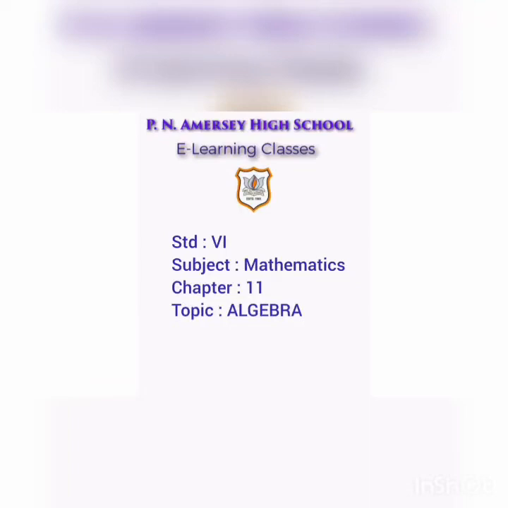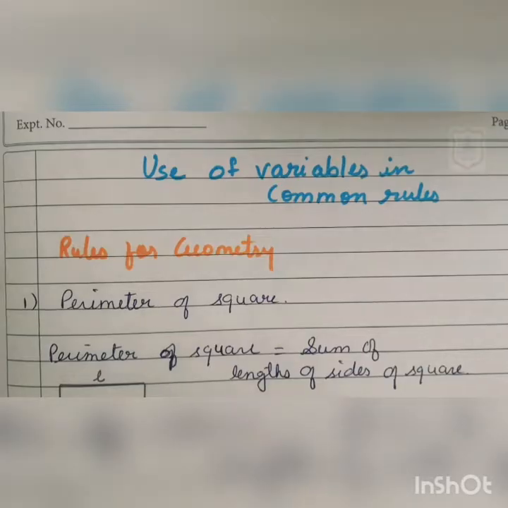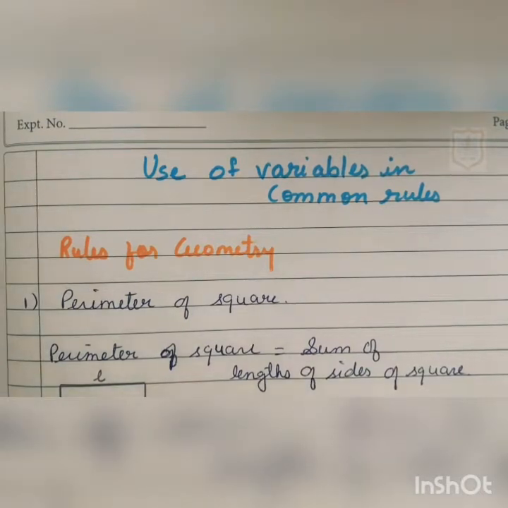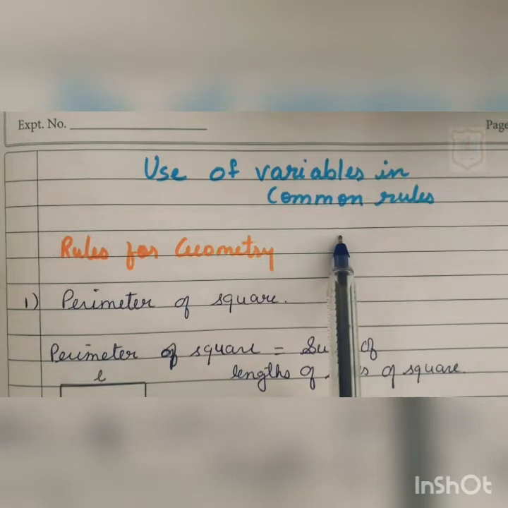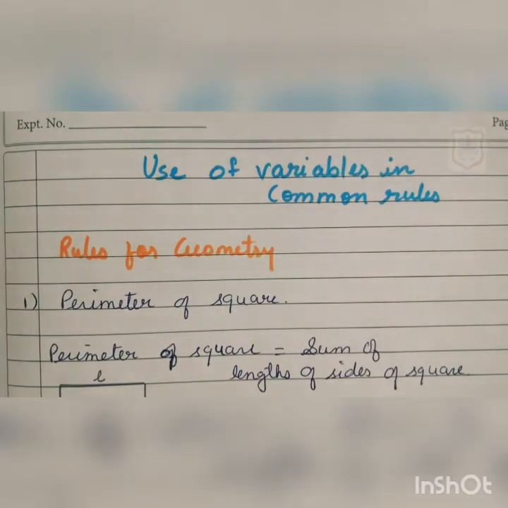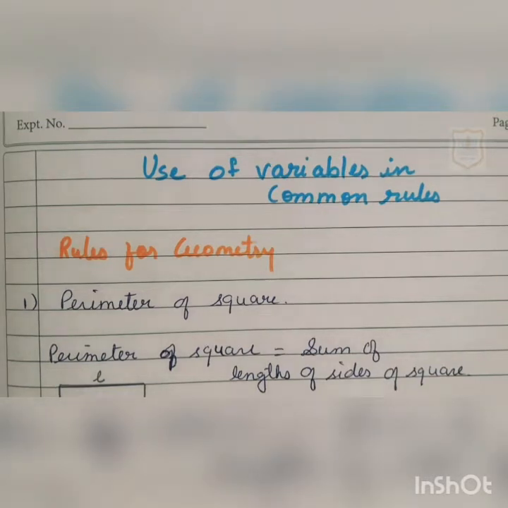Today we shall continue with our chapter number 11, Algebra. Next is the use of variables in common rules. First is the rule of geometry. Now in geometry, we have already seen in our previous chapters also the perimeter of a square.